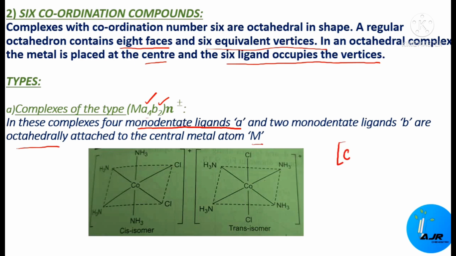Let me take an example: [Co(NH3)4Cl2]+. Let me take this as ligand B and this as ligand A. As I told you earlier, the cis and trans forms of this complex cation are shown in this figure. In the cis isomer, the 2 Cl ions are at adjacent positions, and hence it is designated as a cis isomer. Whereas in the trans isomer, the 2 Cl are in opposite positions, that is, in the first and the sixth position. That's why it is designated as the trans isomer. Understood?